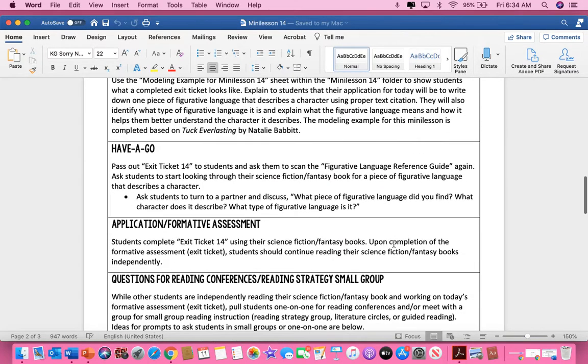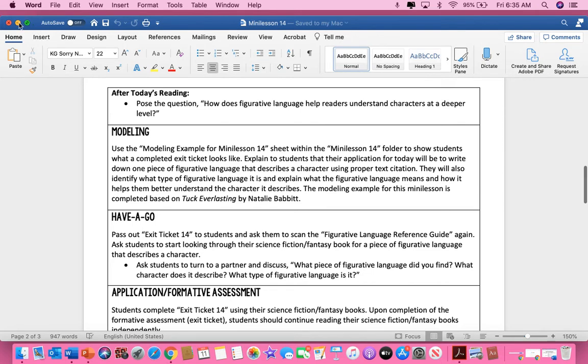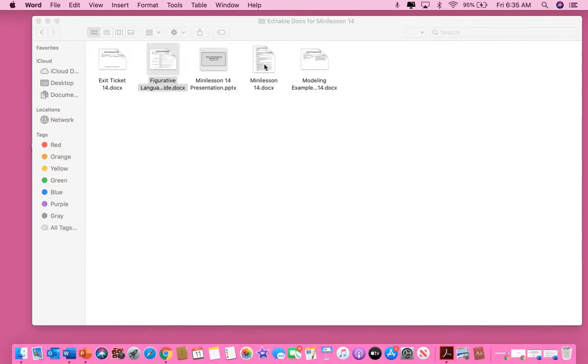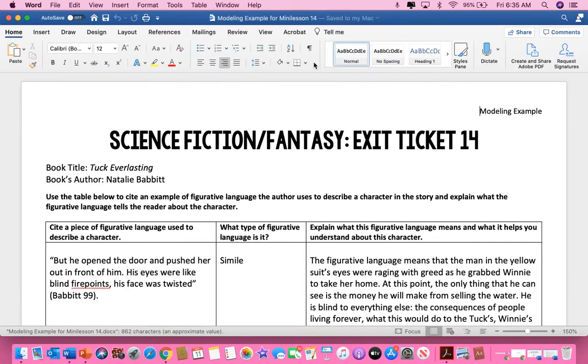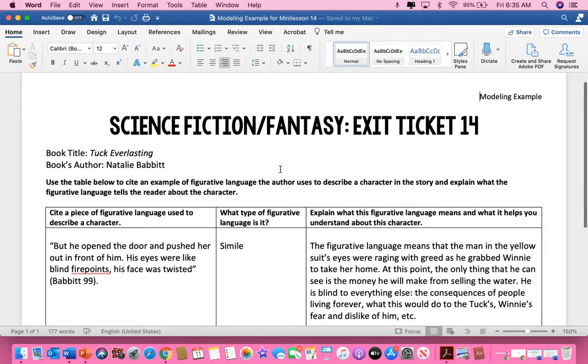For these next pieces, I'm going to go into the modeling. So for the modeling, I always show students exactly what I'm asking them to do and show them what proficiency of that would look like. So this is the formative assessment that goes with today's mini lesson.